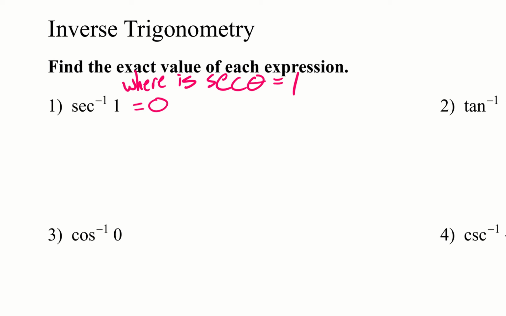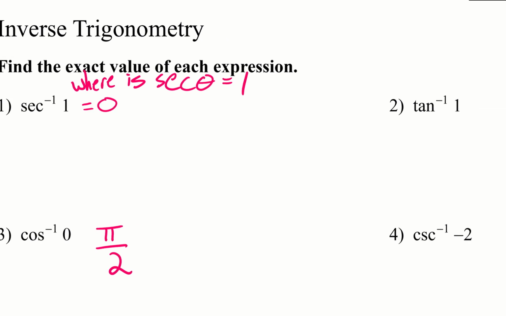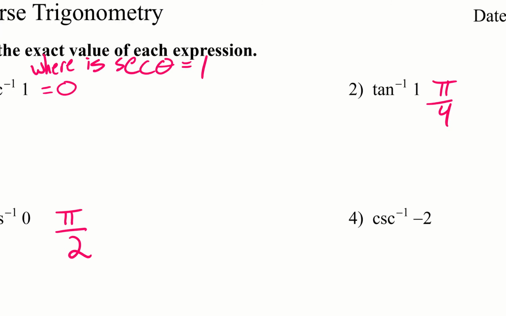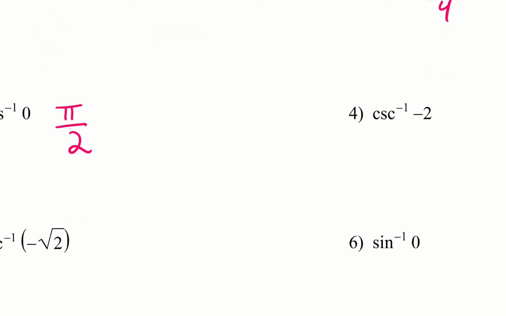So cosine inverse of 0, this is looking at where is cosine equal to 0, and this output is going to be an angle of pi over 2. Tangent inverse of 1, where is tangent equal to 1? And that's going to be at pi fourths. Then we take a look at some that are negative. So cosecant inverse of negative 2.